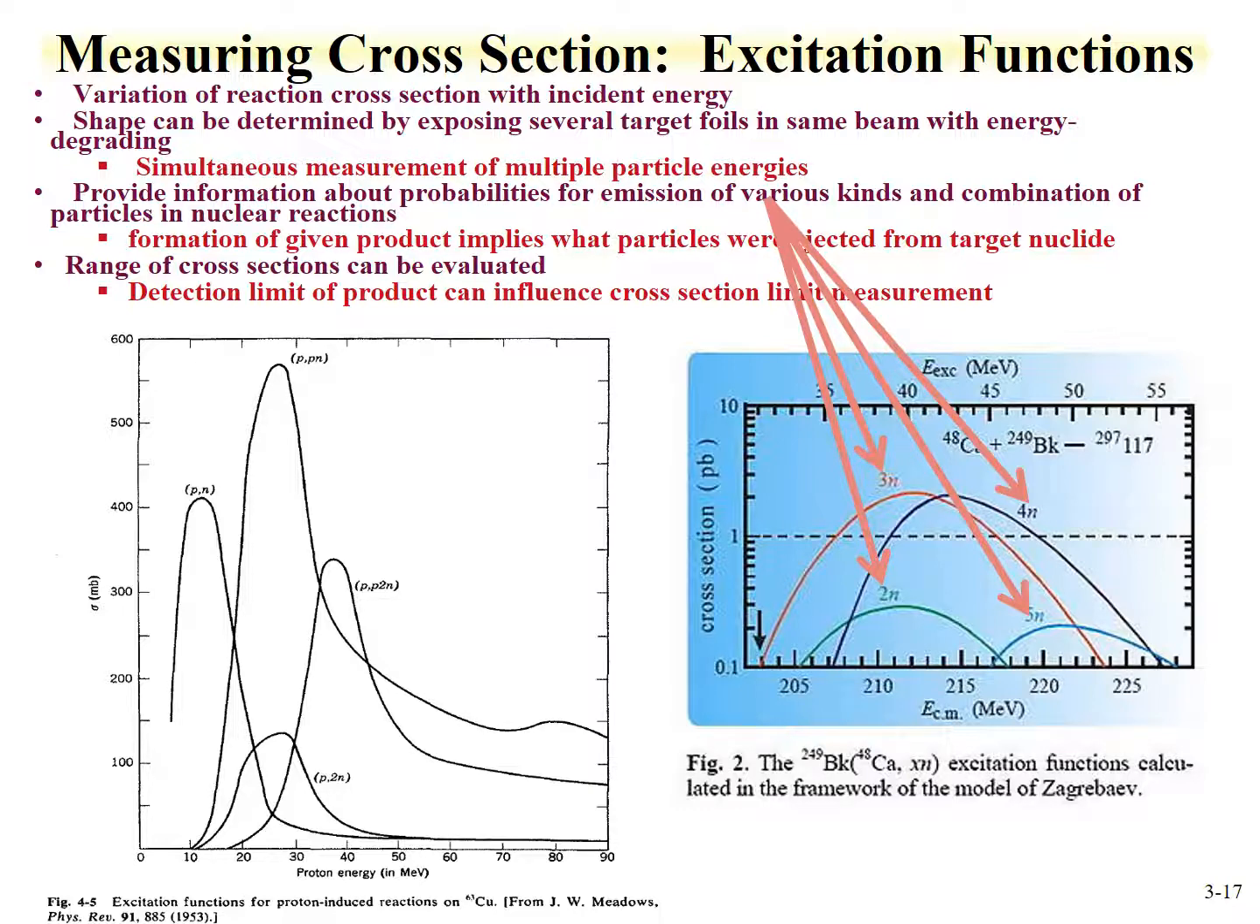Now this is experimental, this is calculated, and the reason we'd be interested in these calculations is that if we wanted to perform this experiment with calcium and berkelium, we'd want to get an idea of what energy we should perform the experiment at. We see the center of mass energy on the order of 210 will give us the 3N reaction maximum, 215 will give us the 4N reaction maximum, and we'll also get an idea of the cross-section here listed in picobarns, so you can get an idea of the rate of formation.